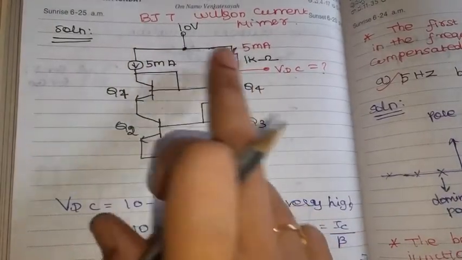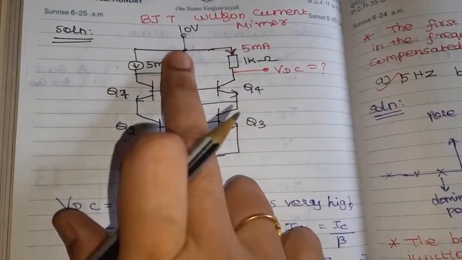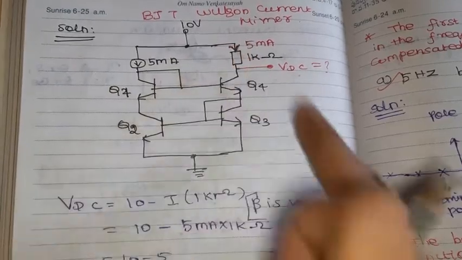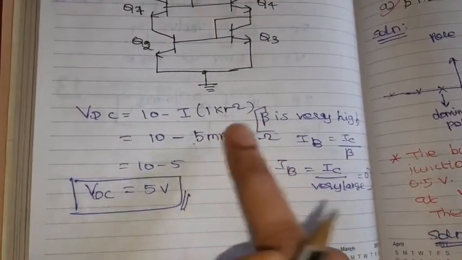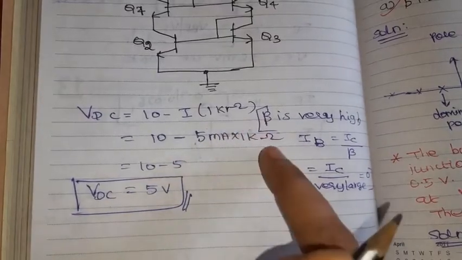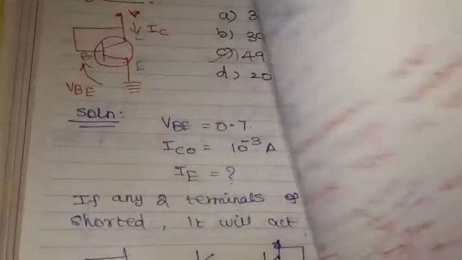So we can find out VDC from this. VDC is equal to 10 minus 1 into this. Milliampere and kilo ohm get cancelled: 10 power minus 3 and 10 power 3. So simply 10 minus 5, 5 volt. 5 volt is the answer.